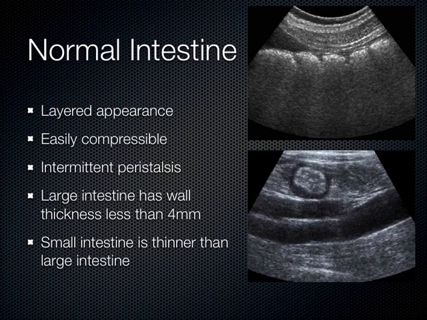Normal intestine looks like this. It's got a layered appearance, it's easily compressible, and it should intermittently peristalse. The large intestine's wall is less than 4 millimeters, and small intestine, everybody argues about it, but it's less than 4 millimeters also, probably closer to less than 3 millimeters, but it's definitely thinner than the large intestine is. And just keep in mind that on ultrasound, the colon has that typical haustra, and that right hemicolon is usually filled with stool and gas, whereas the left hemicolon is usually found in a somewhat contracted condition.